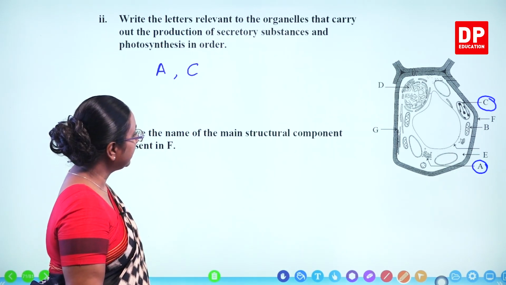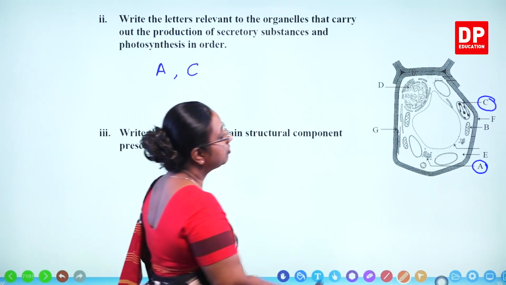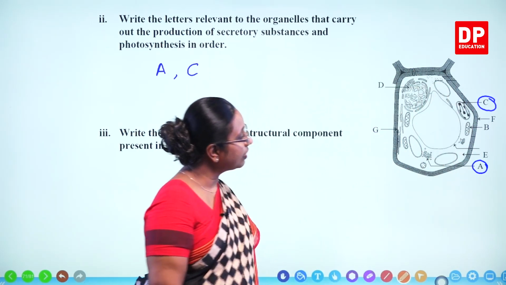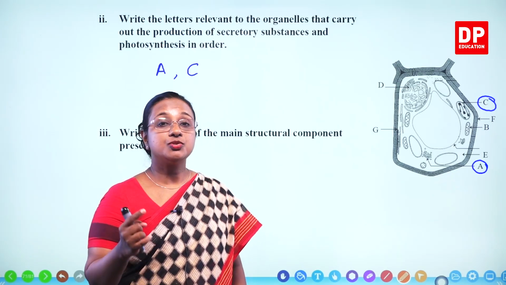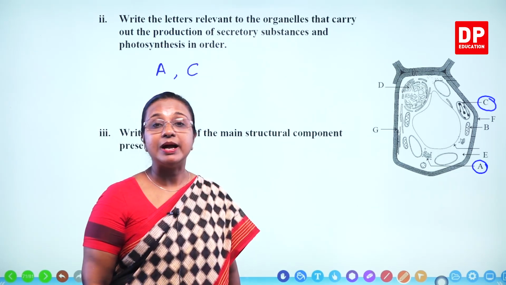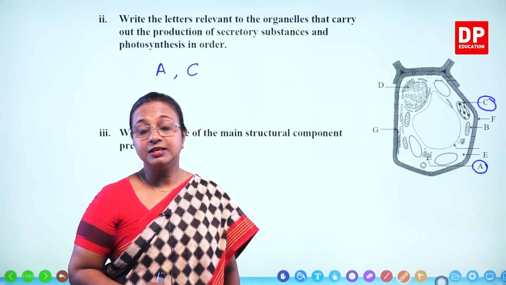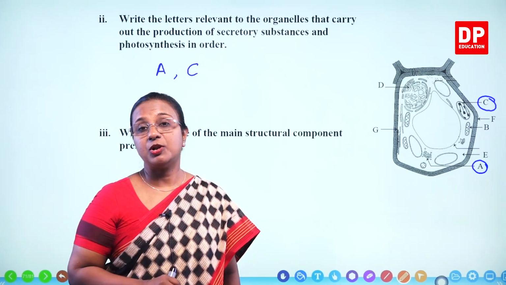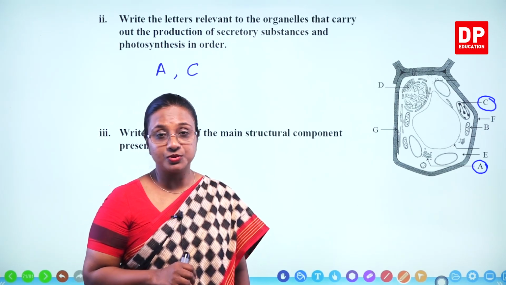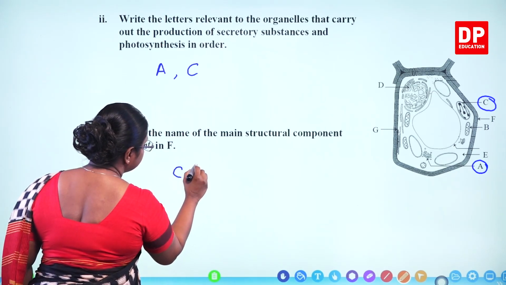Write the name of the main structural component present in F. If you look at F, that is the outermost boundary, and it was told to us that this is the plant cell, so that is the cell wall. And in the cell wall, what is the main component? You all know it is a carbohydrate and it's a polysaccharide. The component is cellulose. So here we write the component as cellulose.